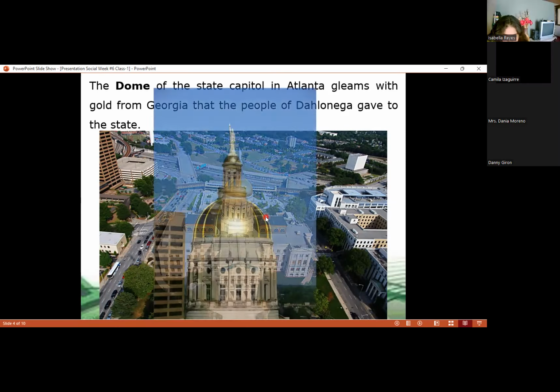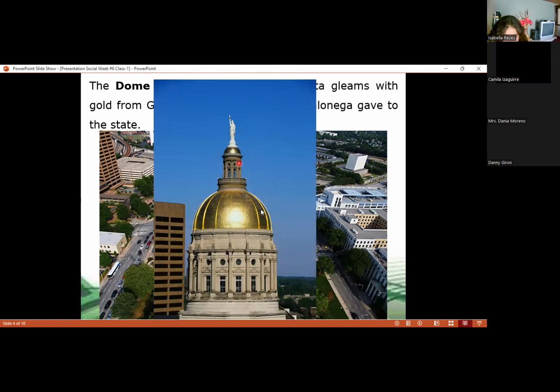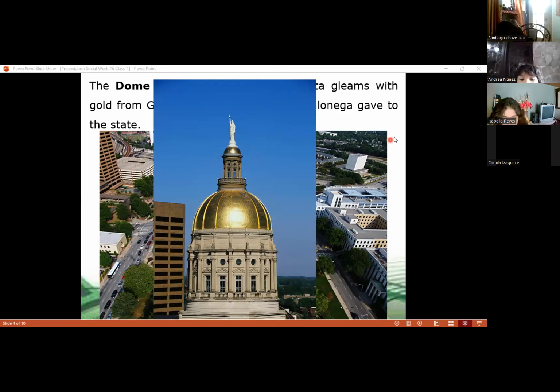Okay, here we have another picture, closer. Here you see how it looks, the gold in that place. It would be interesting to go to the United States just to see this place. Yeah, to take a selfie there. Yes.